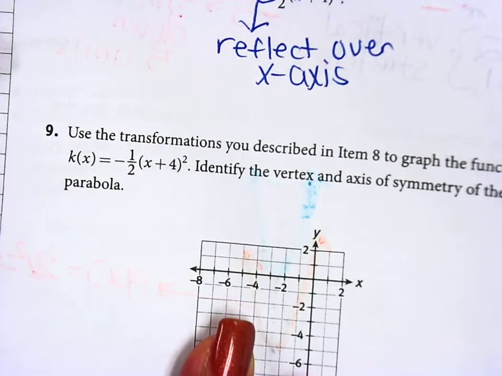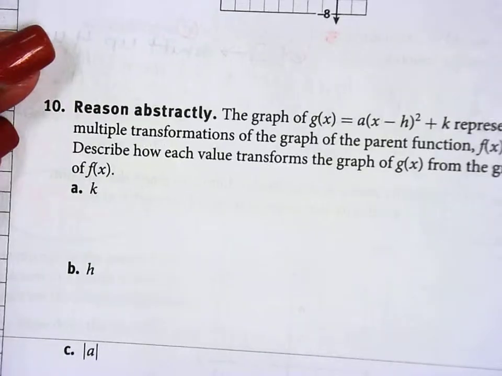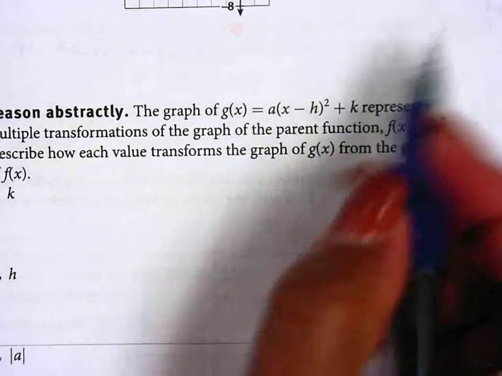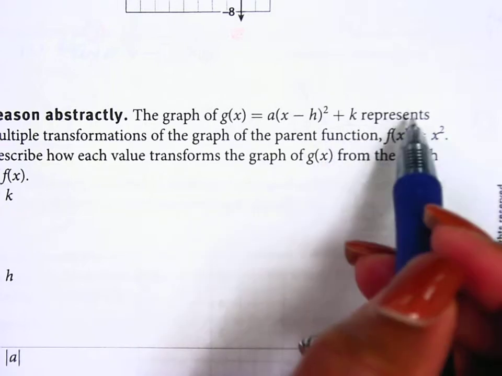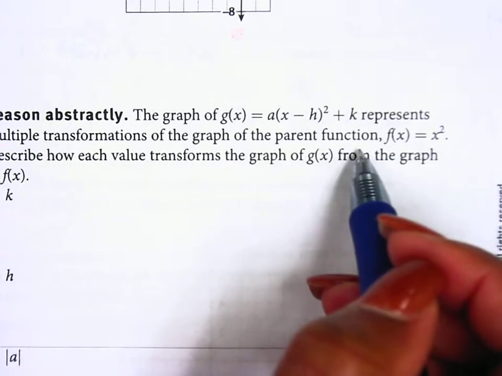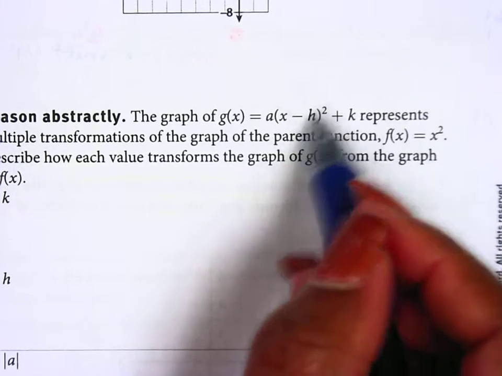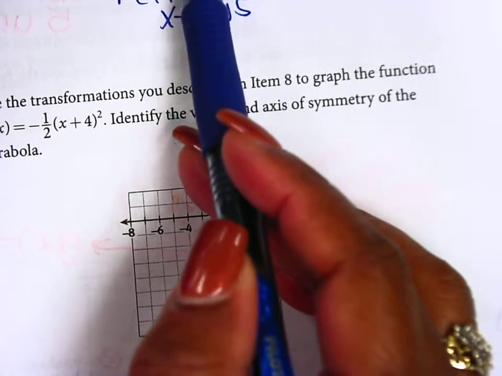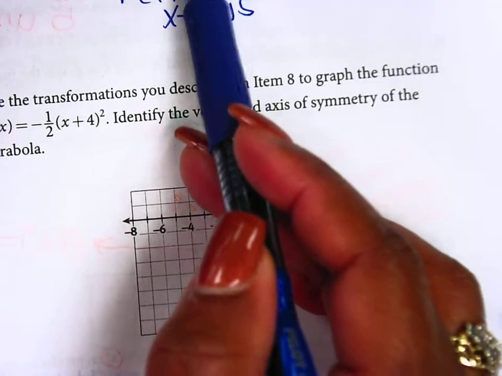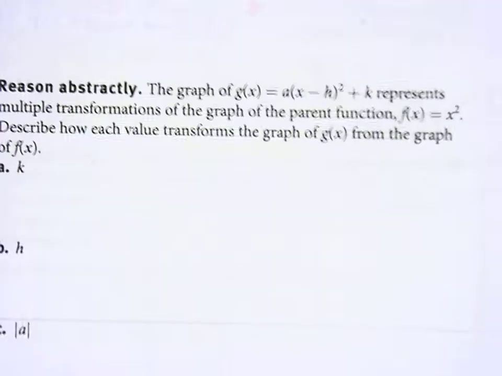Some give you different directions at least. Number 10 says the graph of g of x equals a times x minus h squared plus k represents multiple transformations of the graph of the parent function f of x equals x squared. As a math person, I'm thinking it doesn't have to just be x plus 4. That could be something else in front of that besides 1. But it's okay. Based on that, they want us to generalize this, so I would give you that information.